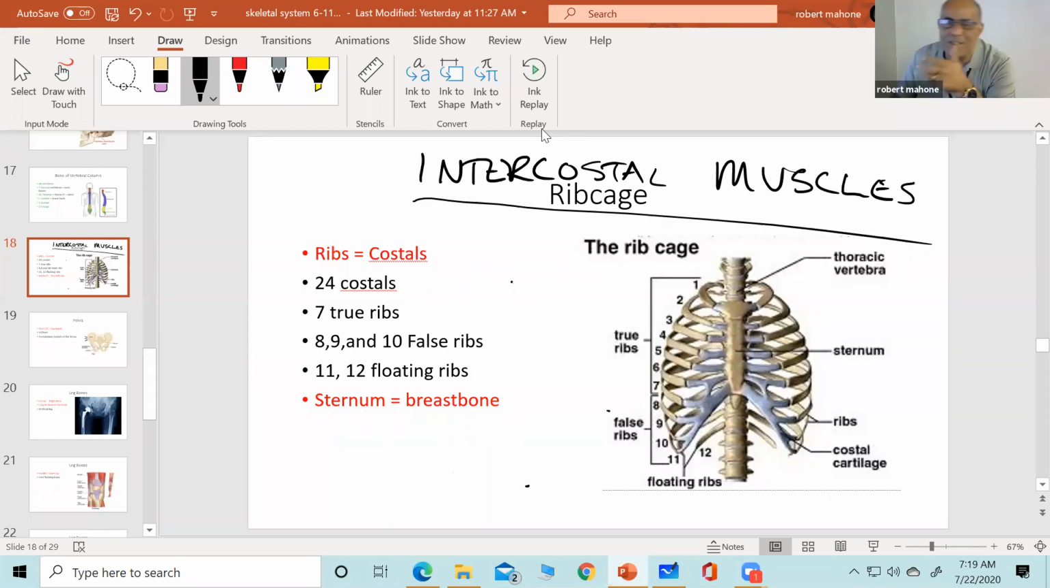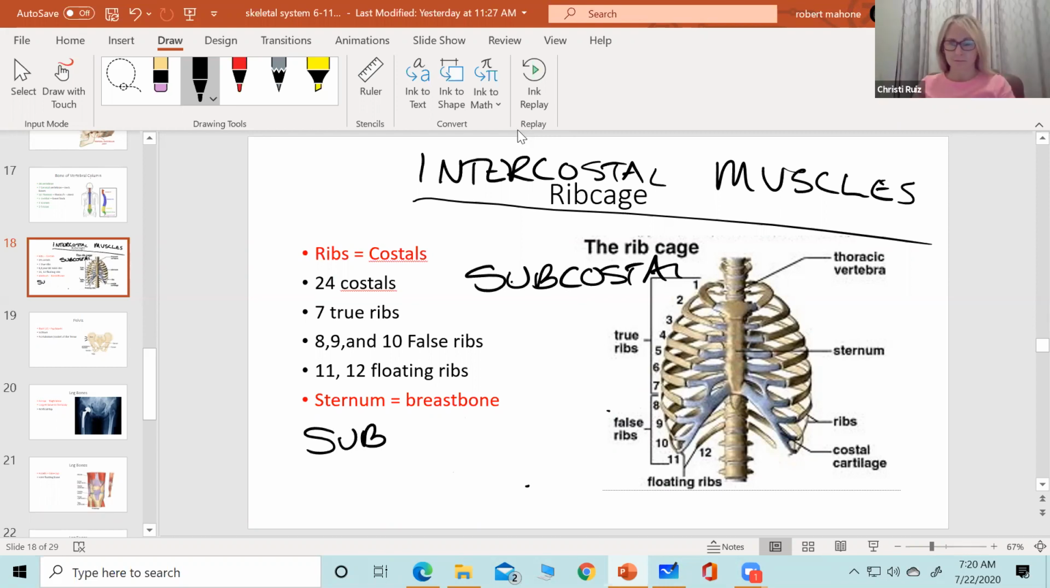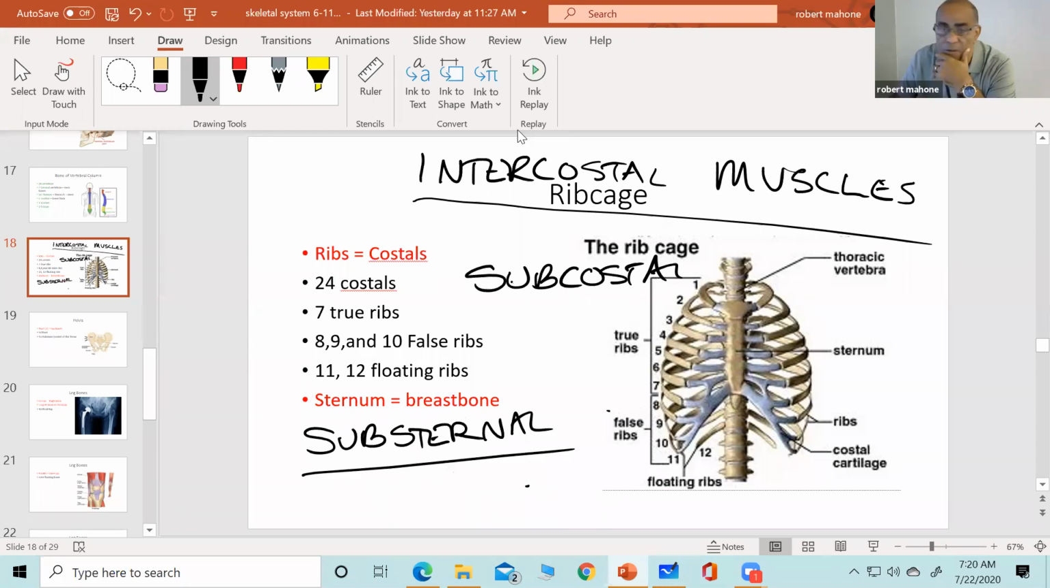Anyway, so the intercostal muscles. Also, you see terms like subcostal, below the ribs, or substernal, below the sternum. Heart attack pain is often described as being substernal, below the sternum.